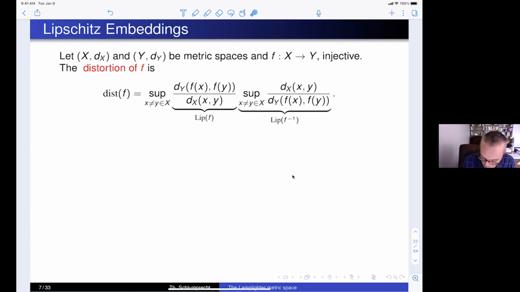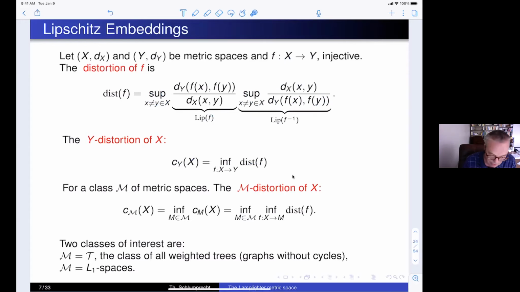Now, the Y distortion of X, which I denote by c_Y(X), is the infimum of all distortions of f, where f goes from X to Y. Then I'm looking at a class M of metric spaces, and I call the M distortion of X the infimum of all the Y distortions of X where Y is in the class. So in other words, it's a double infimum, over all metric spaces in the class M, and over all maps from X into this metric space, of its distortion. And we are interested in two classes here.